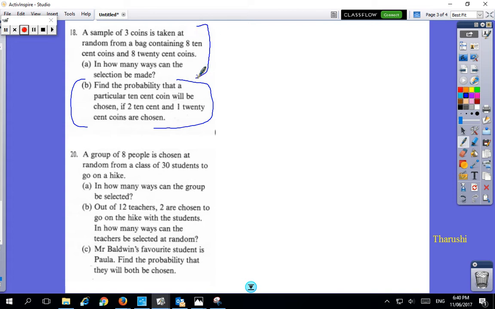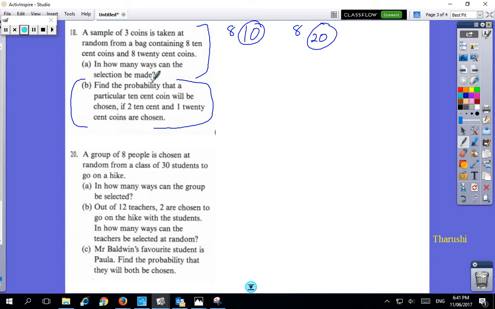A sample of 3 coins is taken at random from a bag containing 8 10-cent pieces and 8 20-cent pieces. Now, this is a little bit odd because we need to think about these as individual, unique 10-cent pieces and 20-cent pieces. So you might think, well, maybe this one's got a different date. Every single one of these has a different date on it. Maybe some of them are scratched. They're unique coins. All right. So, in how many ways can the selection be made?